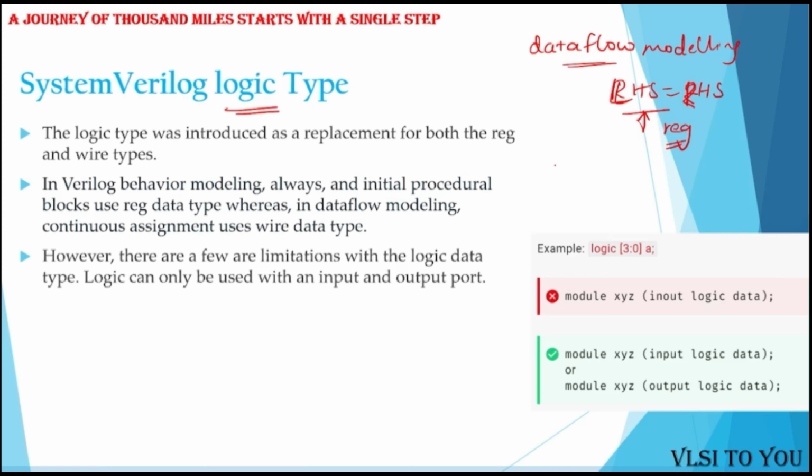So in order to avoid this, we are using a safe data type, which is the logic data type. If we are using logic, it can work as both wire as well as reg. Clear? So that is about the logic data type. The reason behind using logic is to avoid the limitations that occur in Verilog. Clear? Yes.